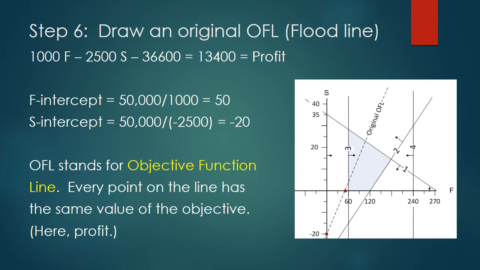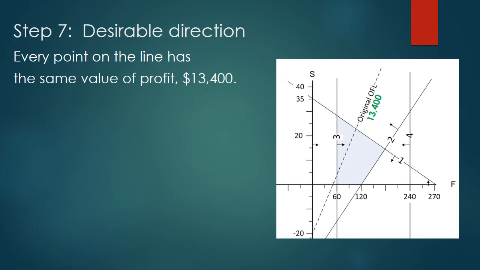Every point on that line gives us a profit of $13,400. Every point on one side of the line gives us more. Every point on the other side of the line gives us less. Here it's not so obvious which way to go, is it? Let's play a little game. One side of the line has profits which are less than $13,400. One side of the line has profits which are greater than $13,400. That should sound familiar. Let's try a test point.